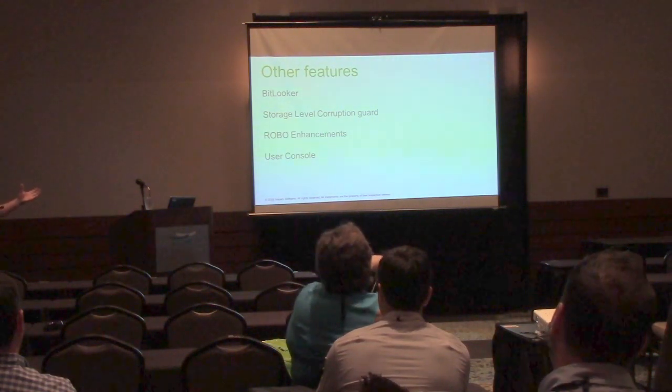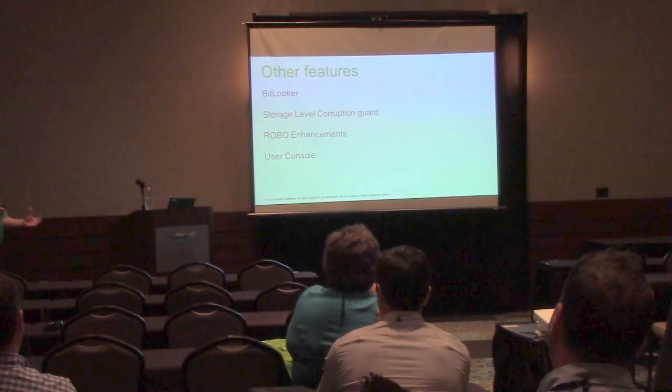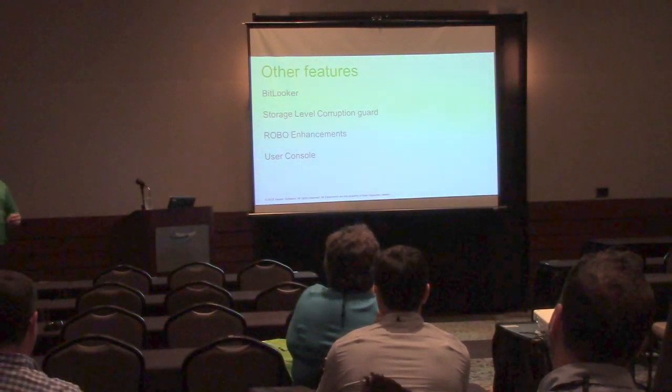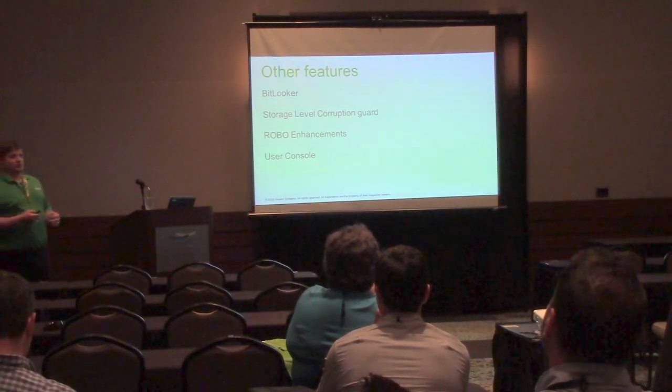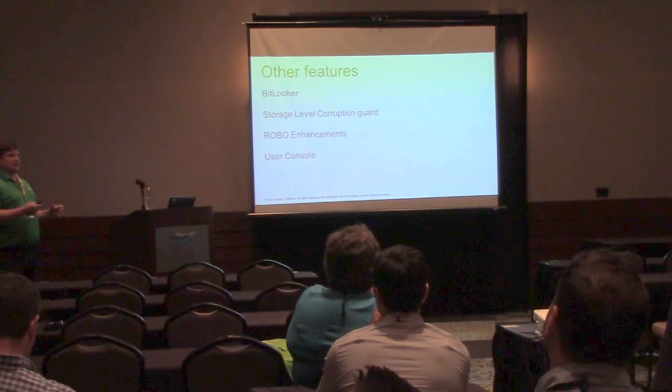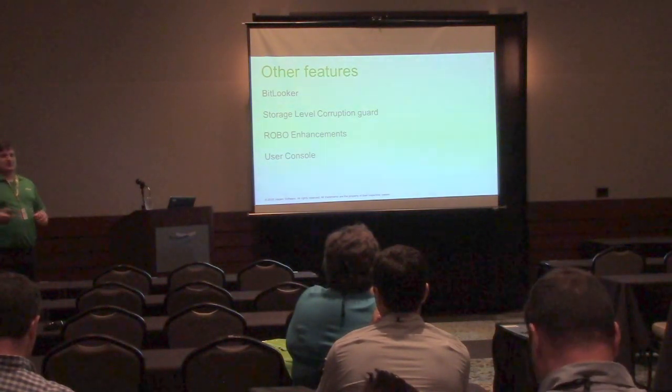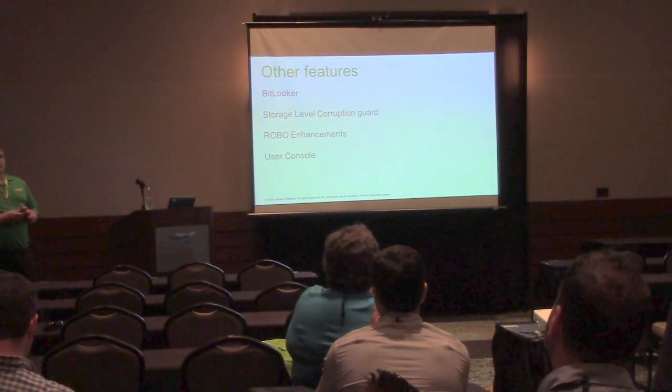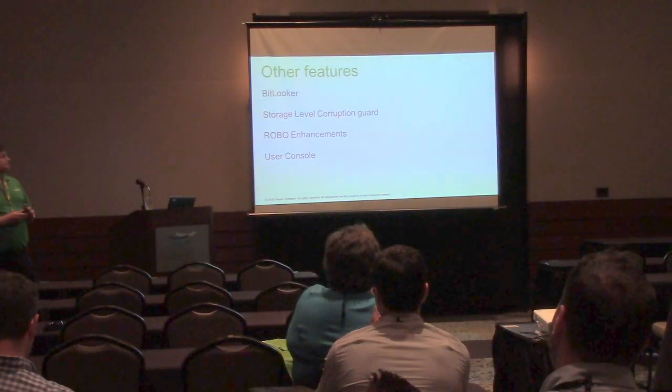Storage level corruption guard. This is something where we're going to look at a repository, make sure there's nothing at the storage level impacting our backups. So BitRot, that's something we'll look at. If we find anything like that within the repository, we will go into the production data and pull out what we need to give us a complete backup file again.